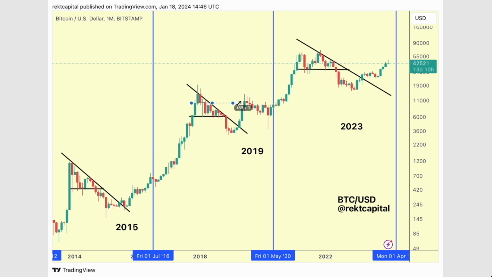But what about this resistance here? Because we're still rejecting from a similar resistance right over here. This resistance rejected price into the bear market bottom. We then got back in here, which was once again a very strong retrace. And it wasn't getting much weaker, but it did get weaker by comparison because we formed a higher low here.